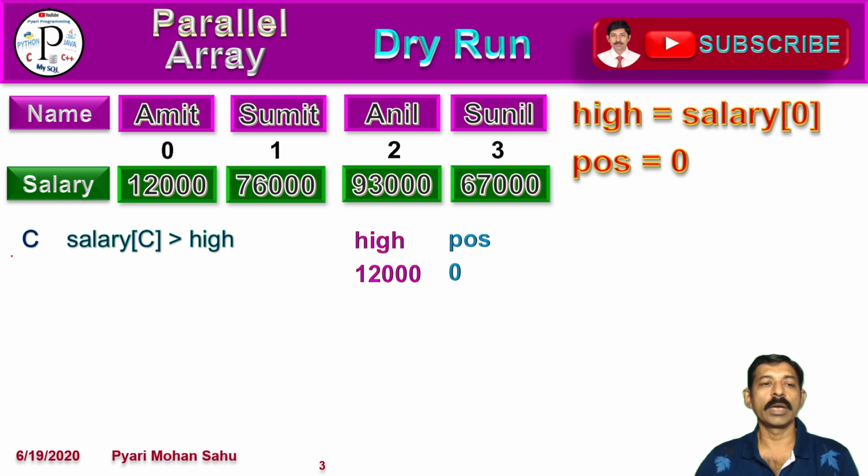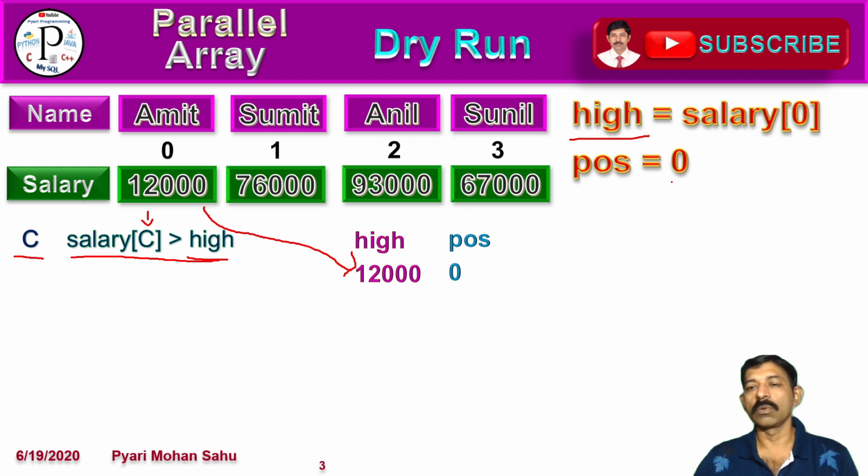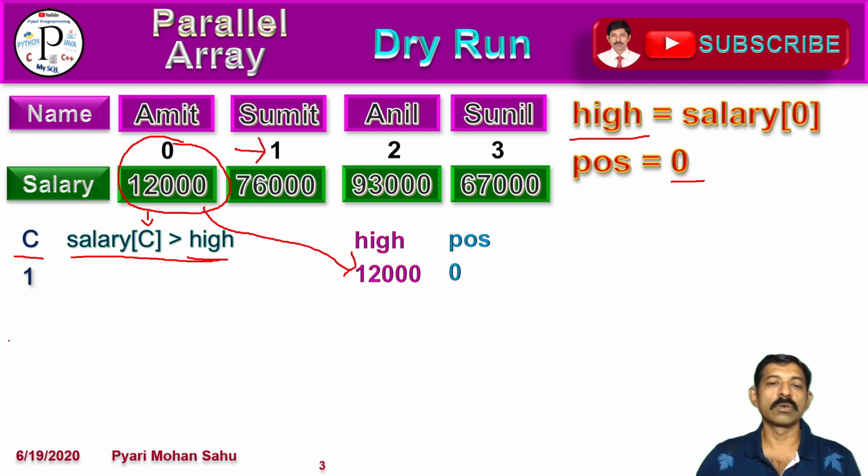Here we have these variables: C for the index position. Salary of C is greater than high. C indicates the current salary index position, which is compared with the high, which I have predicted earlier as the highest salary. Then I will update it. But initially I have taken salary of 0, where salary of 0 contains 12,000 and the C position was 0. So that's why I'm taking 0. Though the 0 position is already considered as the highest paid employee's information, I will start searching from the first index position. So that's why C is equal to 1.